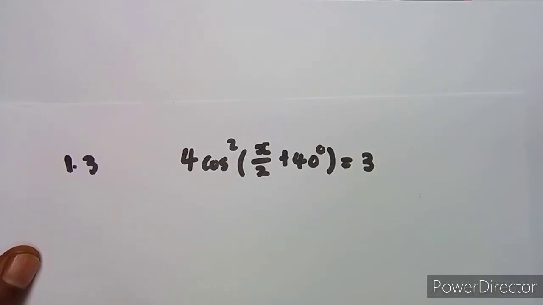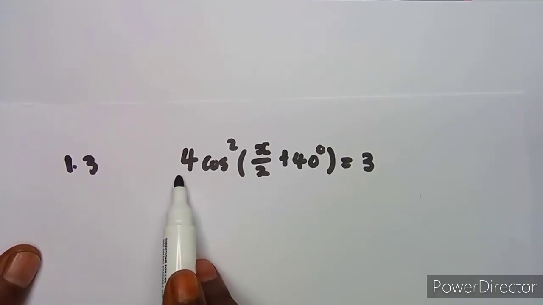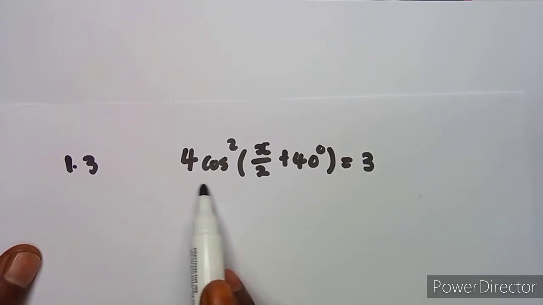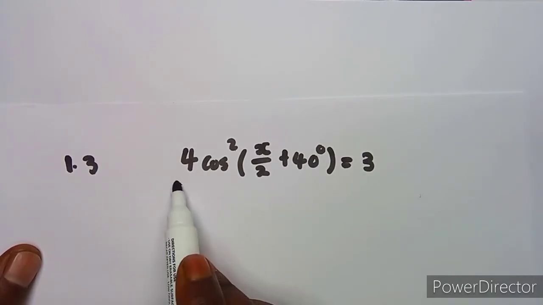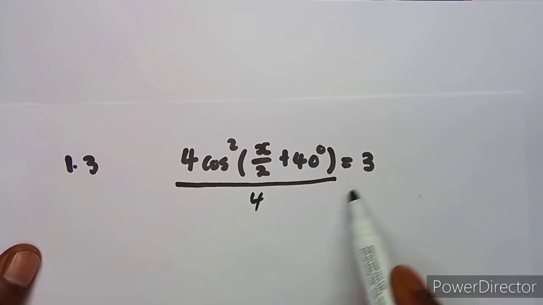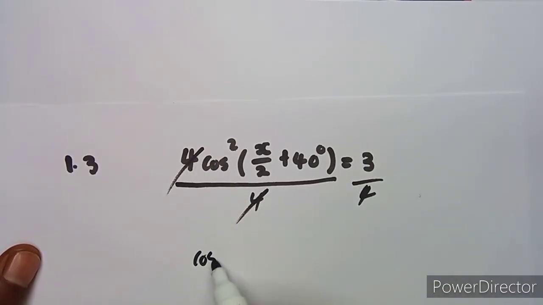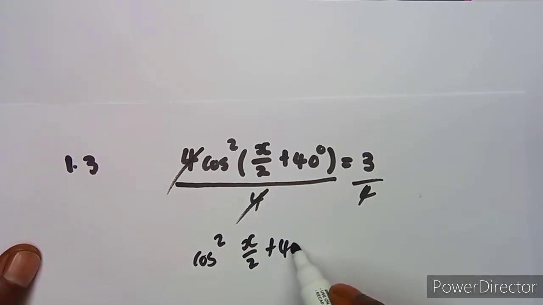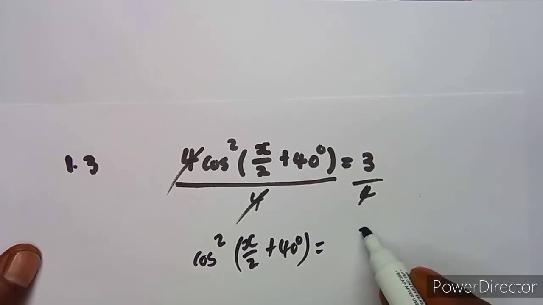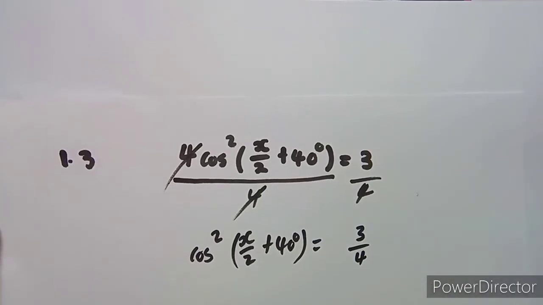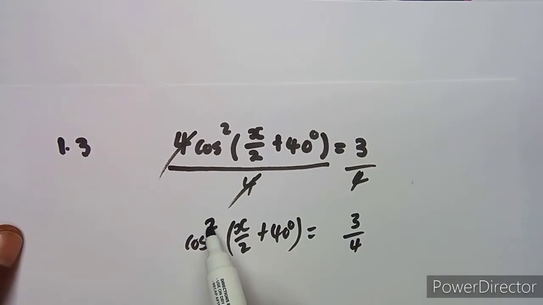All right, then before that there is a 4 which is multiplying, and it has nothing to do with this cos, so you can actually remove this 4 by just dividing by it both sides like this. So that means we are going to have cos squared of x over 2 plus 40 degrees, which is equivalent to 3 over 4. Take note, this is a squared, and how do we remove this squared?